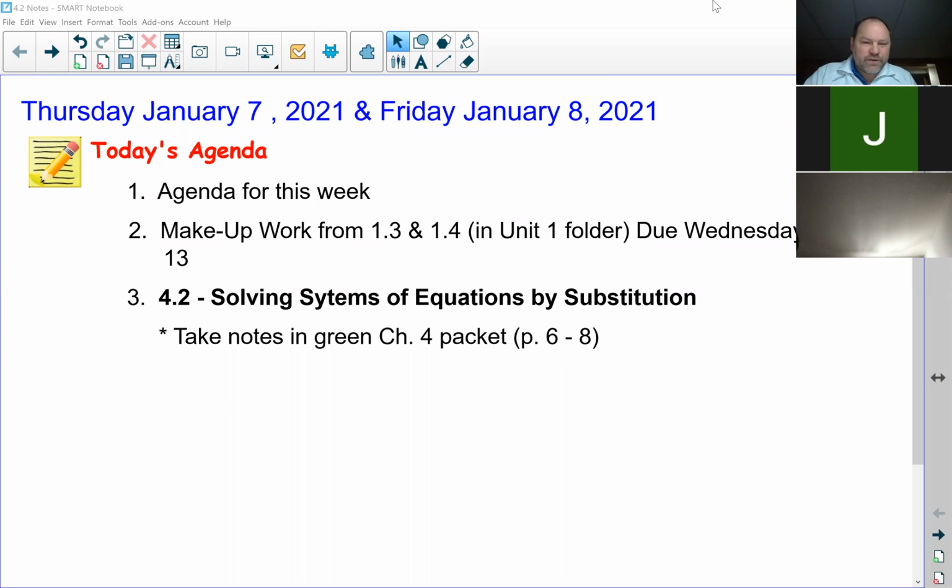So if you did pick up a green packet for chapter 4, this is on pages 6 through 8. If you did not, well, it's still in the packet on pages 6 through 8. It's just you won't be able to reference those.